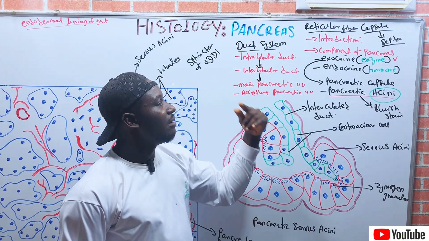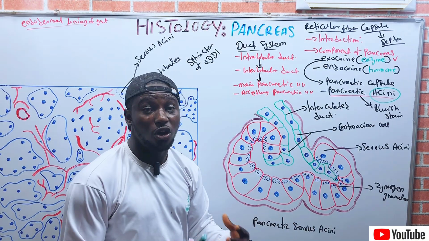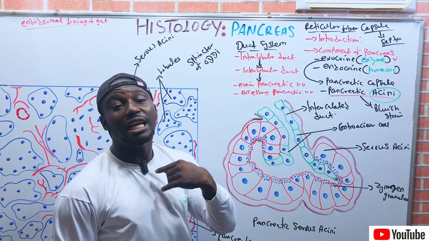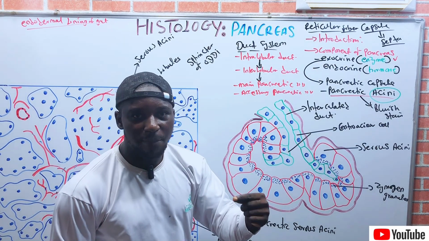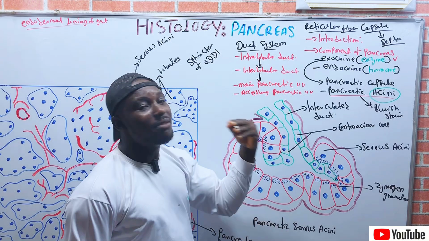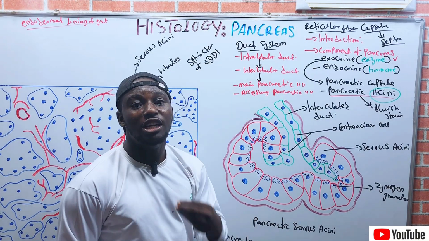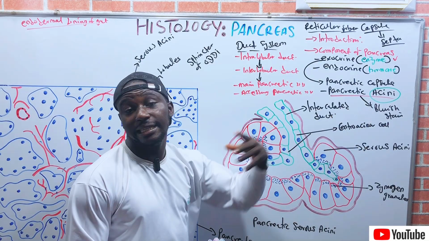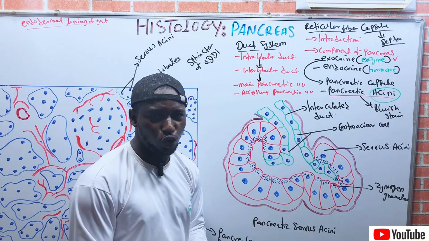This accessory pancreatic duct could have a sphincter or not, but this is more pronounced. The sphincter of Oddi is found at the major duodenal papilla, where the main pancreatic duct opens into the duodenum to empty those secretions produced from the pancreatic acinar cells, which is the pancreatic juice.